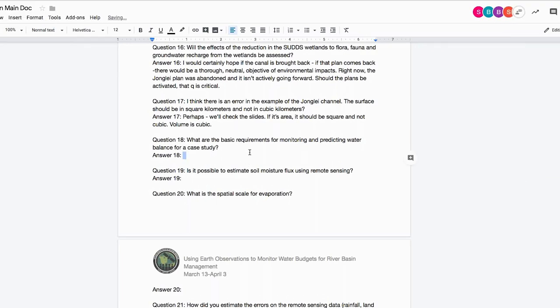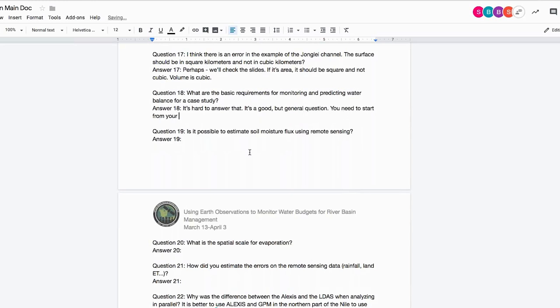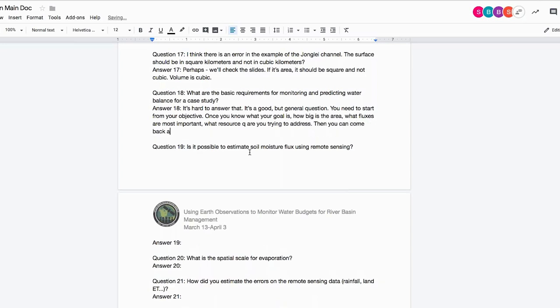Question: what are the basic requirements for monitoring and predicting water balance for a case study? It's hard to answer. That's a good but very general question. I think you need to start from your objective. Once you know what your goal is, how big the area is, what fluxes are most important, what the resource question is that you're trying to address, then you can come back and back out the requirements. And really, it's going to depend on context.